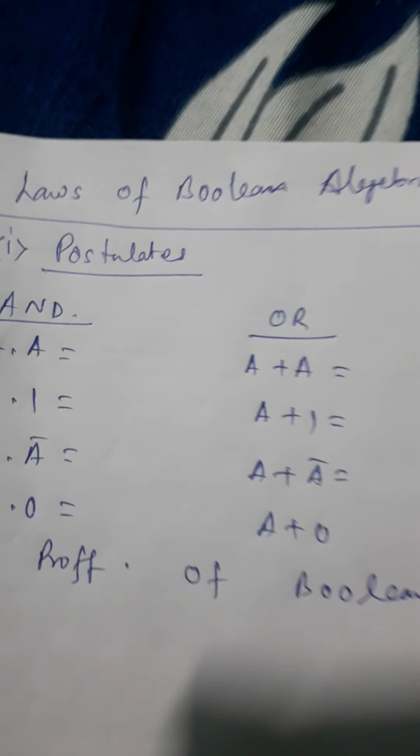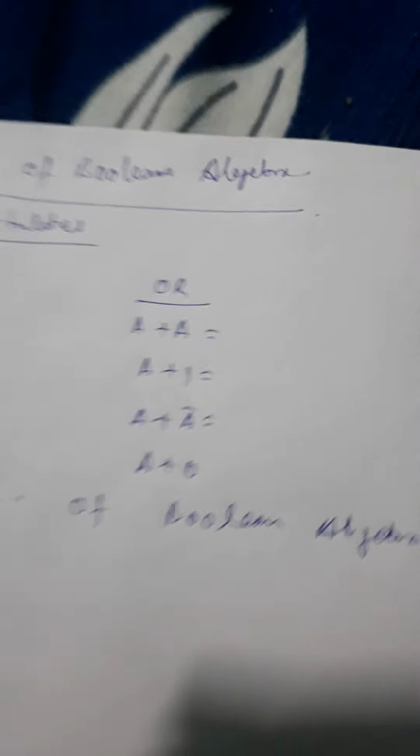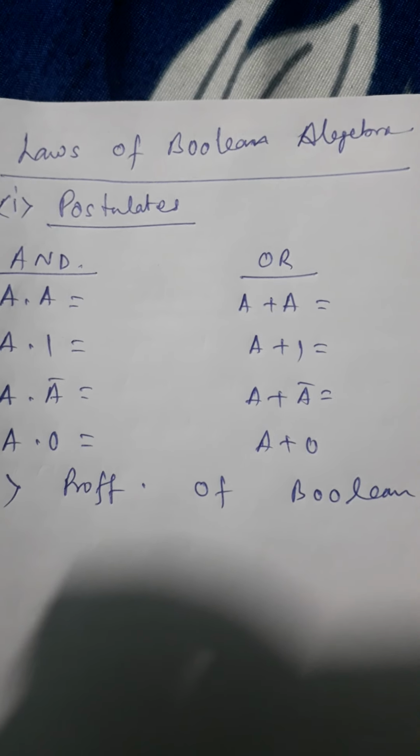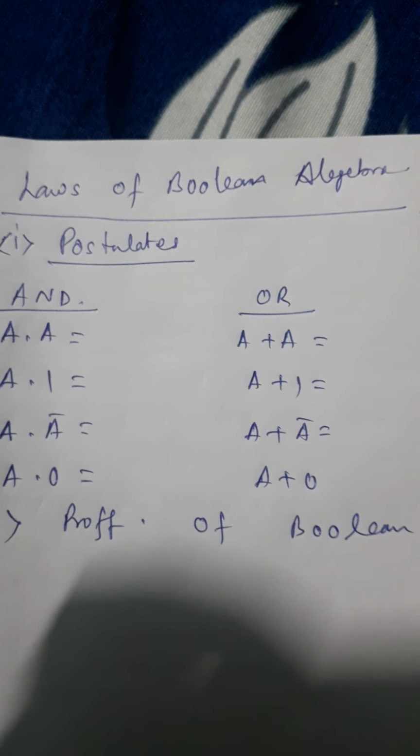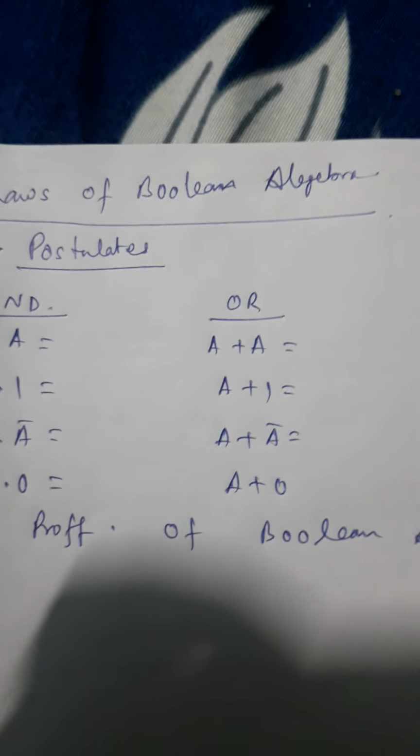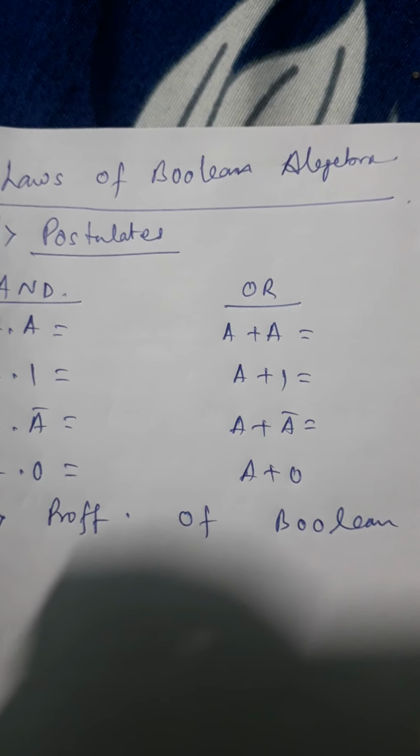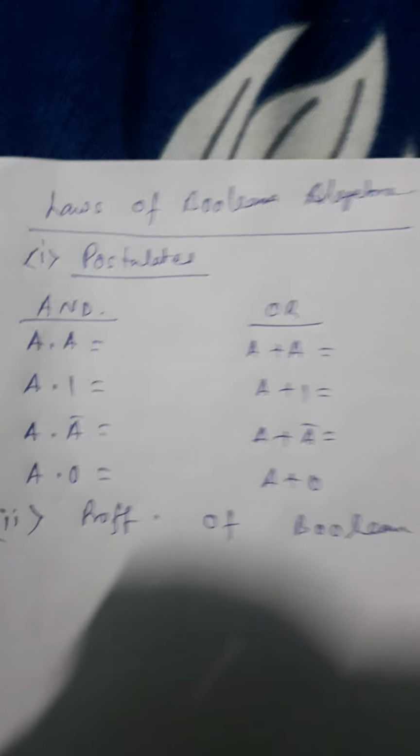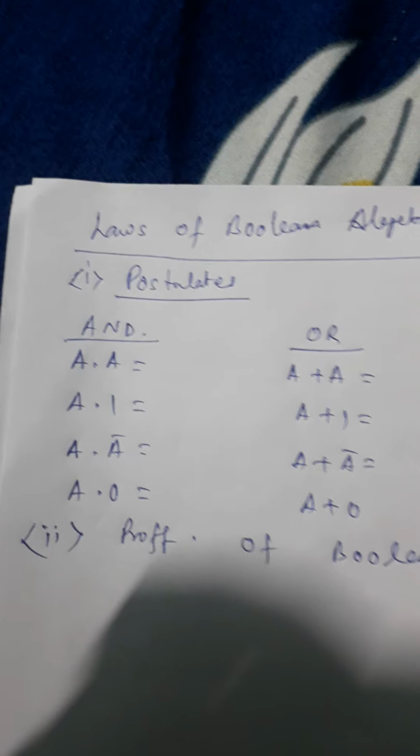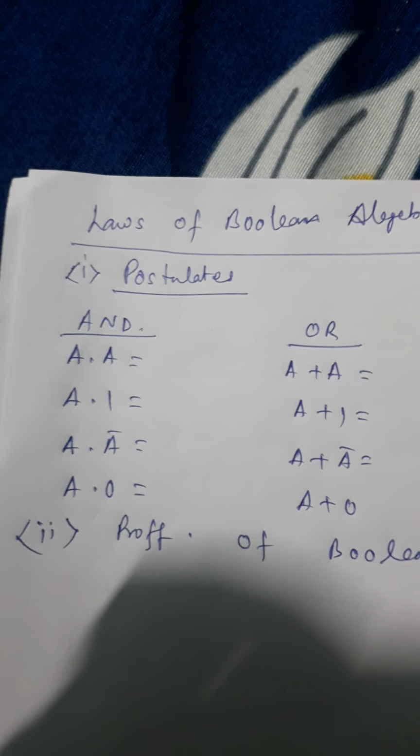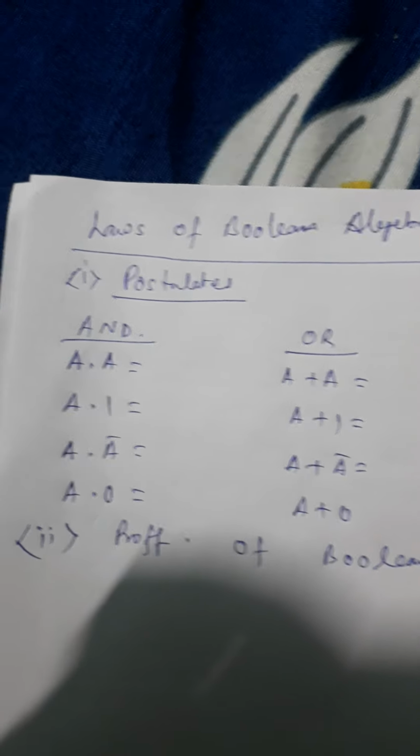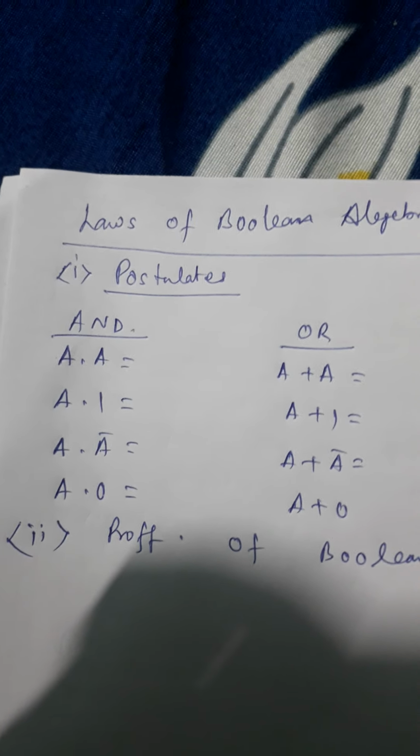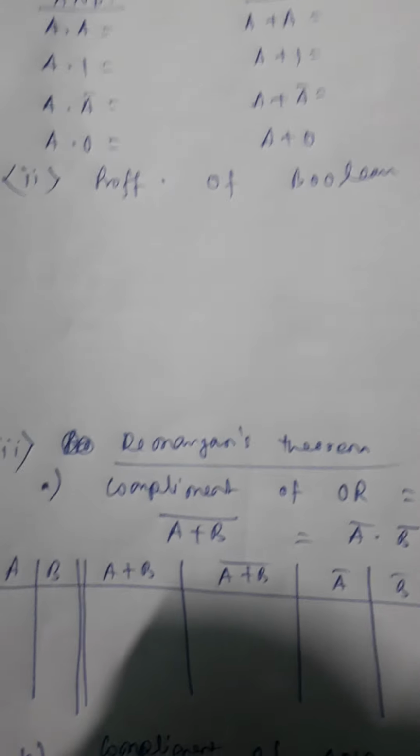Let us go through the laws of Boolean algebra, right? Boolean algebra has many laws, say commutative law, distributive law, and associative law. But we shall focus in this lesson on the postulates, because the postulates of Boolean algebra are the heart of Boolean algebra. You don't have to know the other laws if you know the postulates and De Morgan's theorem, right?